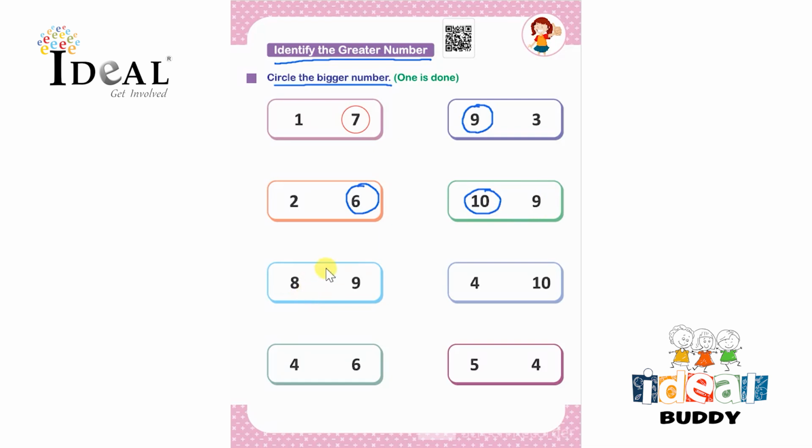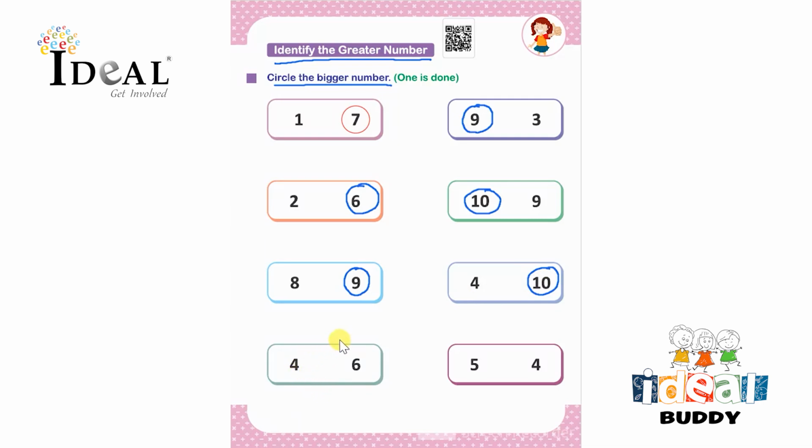Next is 8 and 9. So 9 is greater than 8, so they have to encircle the number 9. After that it's 4 and 10. So the child has to encircle the number 10, as it is greater than 4.